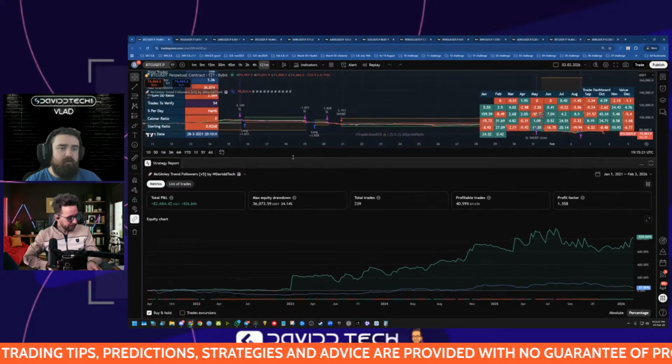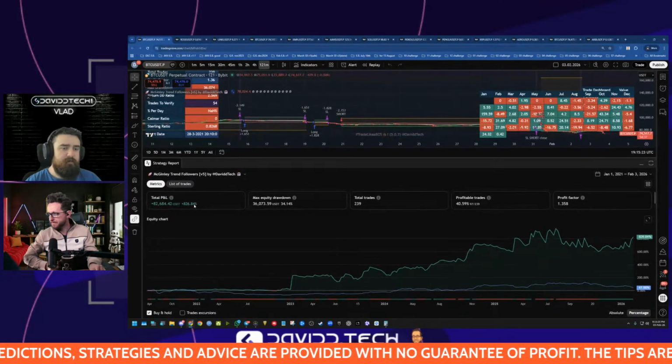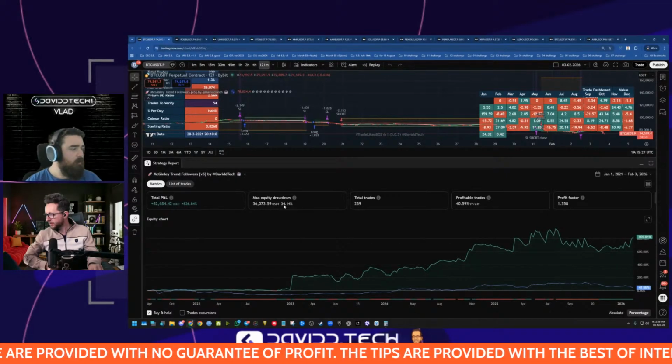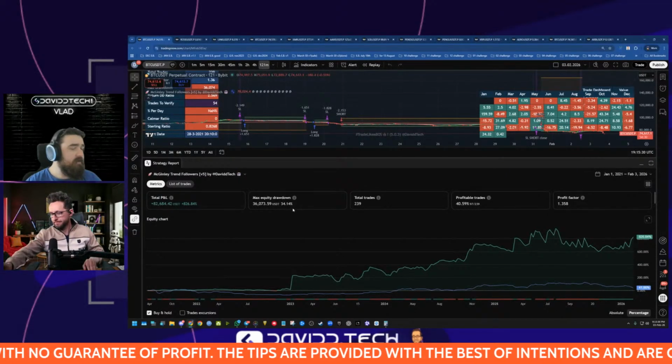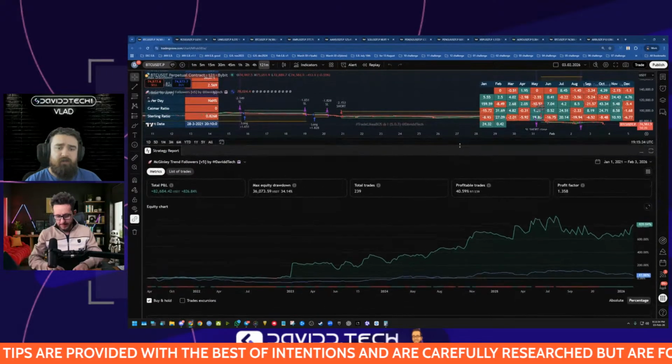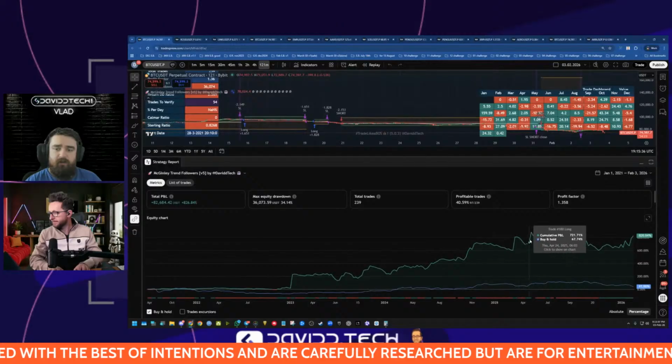And the performance looks pretty good, 826% profits, maximum drawdown a little high, 34%. You can always detune that a little bit by playing a little bit with the leverage and the position sizing. The equity curve is not the best I've seen so far.